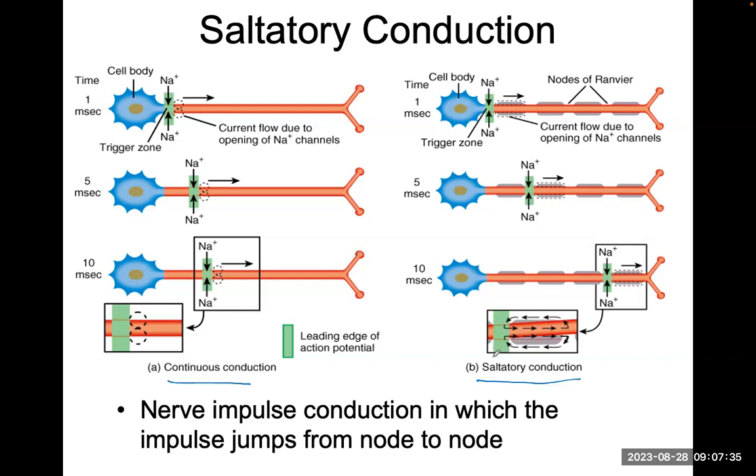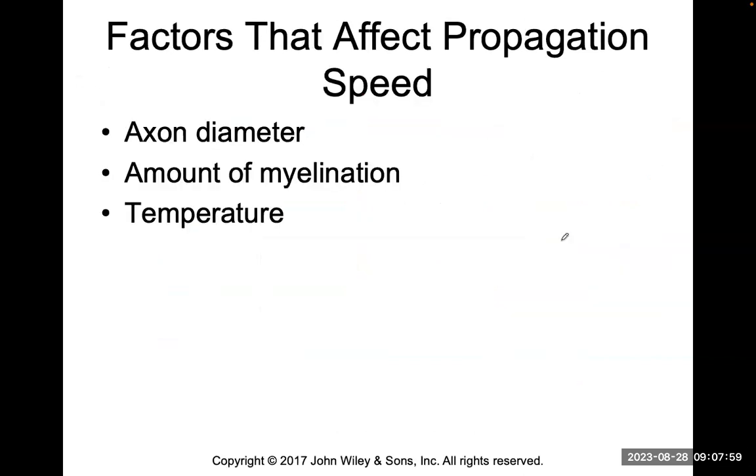Saltatory, saltare in Latin, means to leap or to jump. So in between each myelinated portion, it's leaping. It just jumps from node to node. It's jumping over the node of Ranvier. The unmyelinated portions are called the node of Ranvier. These are the myelinated. So saltatory conduction is much faster.